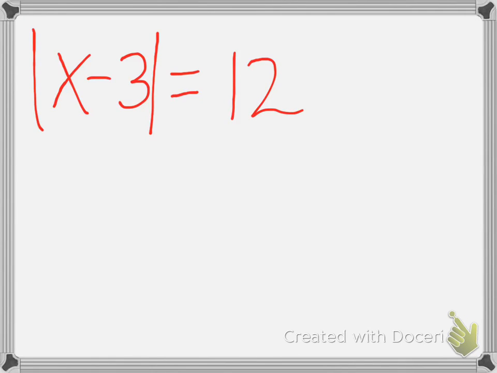All right, let's do one that may be a little more challenging. It probably really isn't, but the absolute value of x minus 3 equals 12. So go ahead and pause this so you can jot this down and work it out and find out what two solutions there are for x.